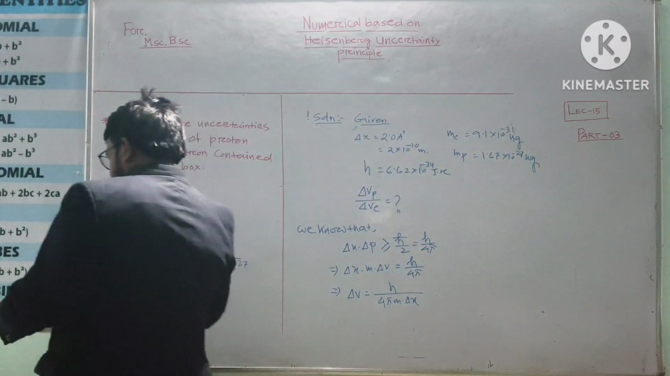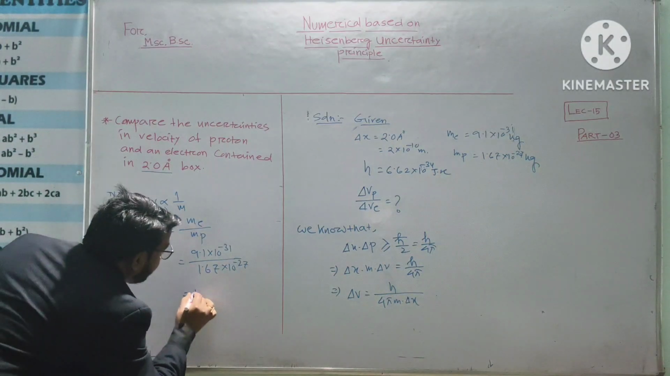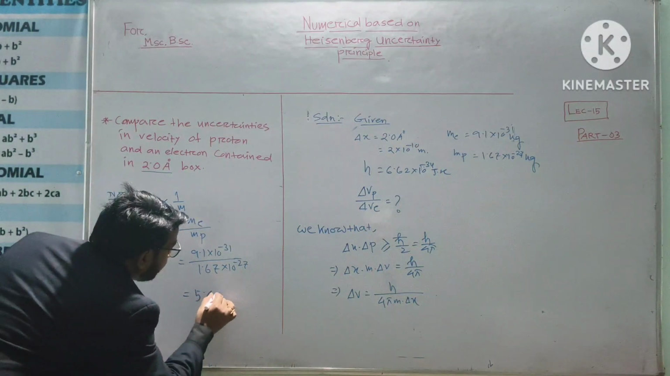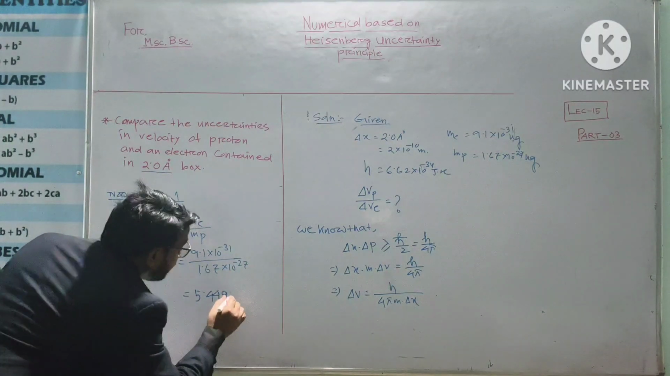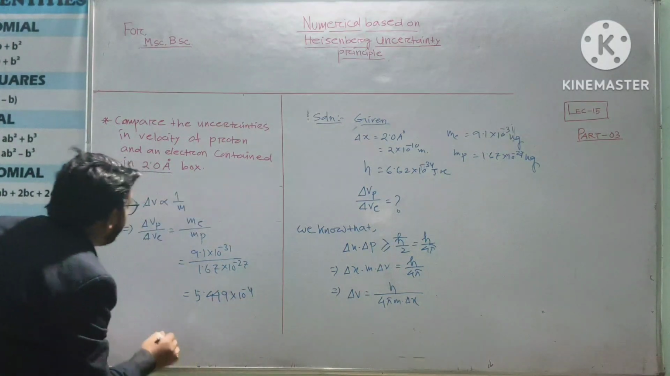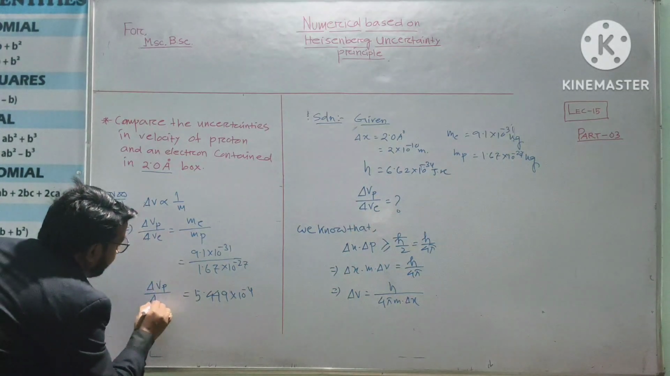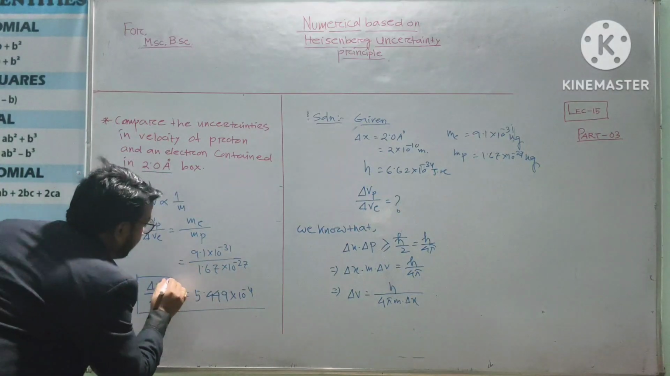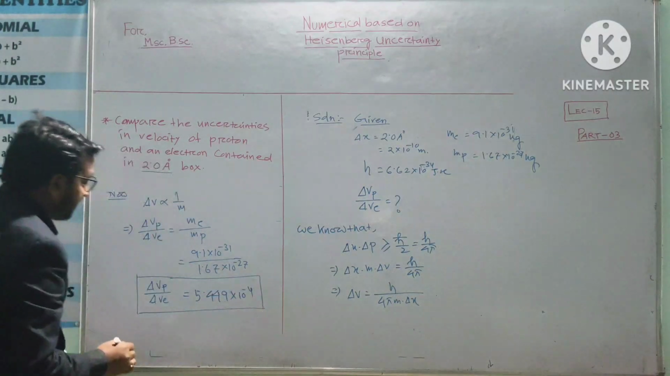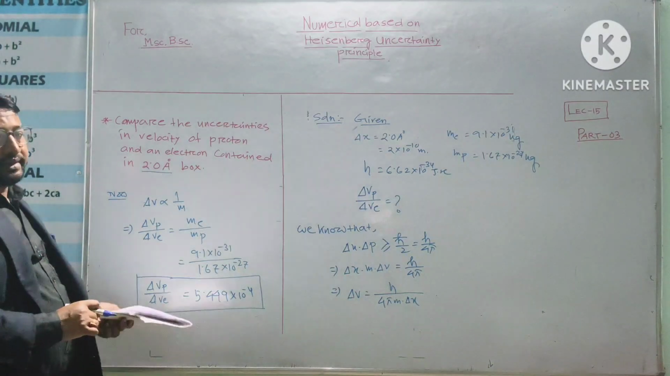Okay, so after solving this part, we will get 5.449 × 10^-4. So this is our required answer, Δv_p divided by Δv_e. This is the ratio between the uncertainty of proton and electron in the case of speed or velocity. Okay, so this is our required answer. Thank you.